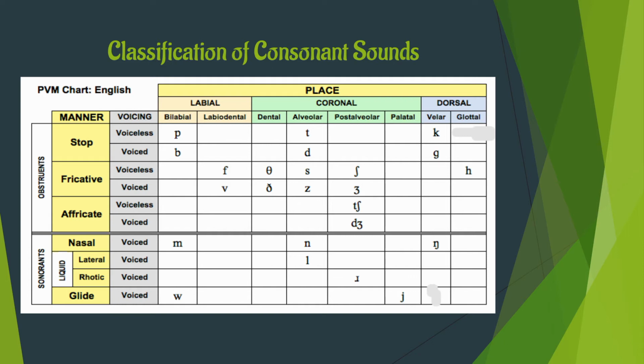Labiodental means the lower lip will come very close to the upper teeth, but it will not touch the upper teeth and the air will not be stopped. It will come very close to the upper teeth, and then through the gap between the lower lip and upper teeth, the air will be pushed out. Okay, so that's why they are called labiodental fricatives. Now there are two labiodental fricatives. One is voiceless, the other is voiced. The first one is the voiceless labiodental fricative, that is f.